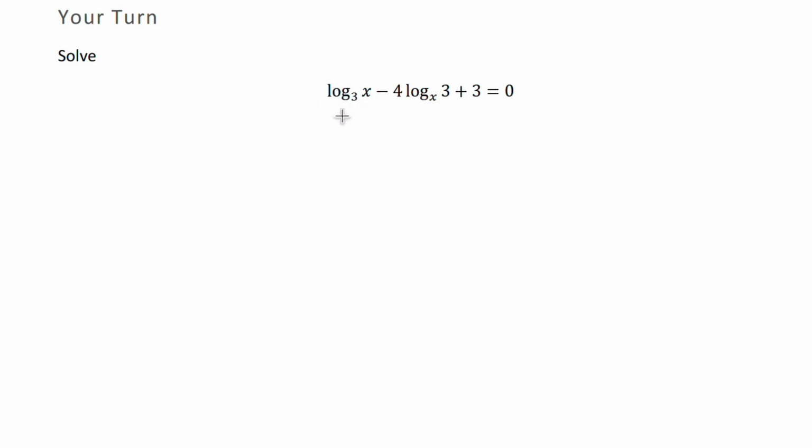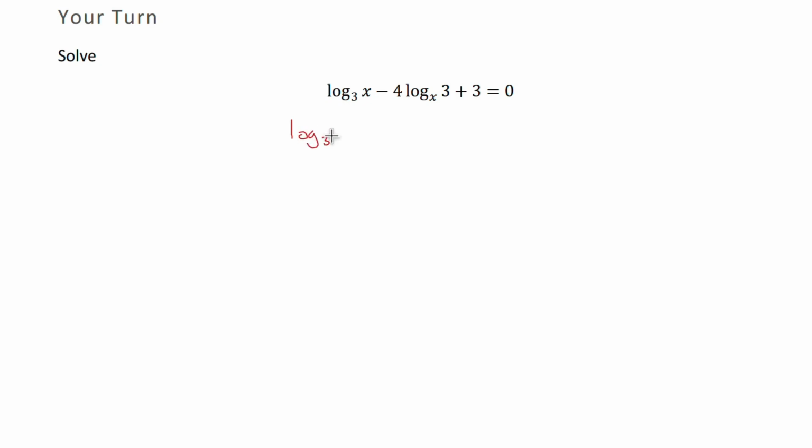Solving the equation log base 3 of x minus 4 log base x of 3 plus 3 is equal to 0. Now here we have two different bases. As soon as you see two different bases in logarithms, the first thing to think is, let's change those bases so that they're the same. I'd rather have 3 as my base than x, so I'm going to change it to base 3.